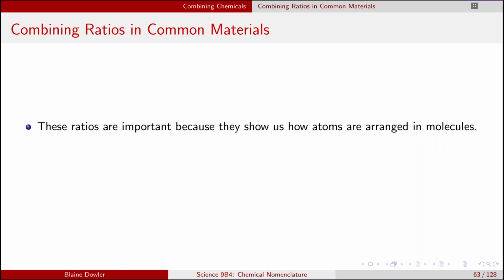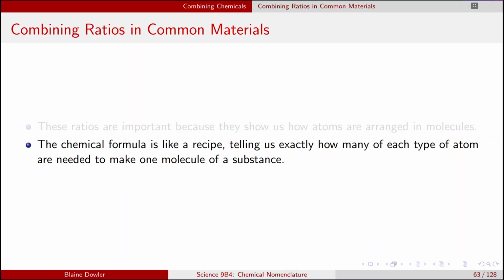These ratios are important because they show us how atoms are arranged in molecules. The chemical formula is like a recipe, telling us exactly how many of each type of atom are needed to make one molecule of a substance.